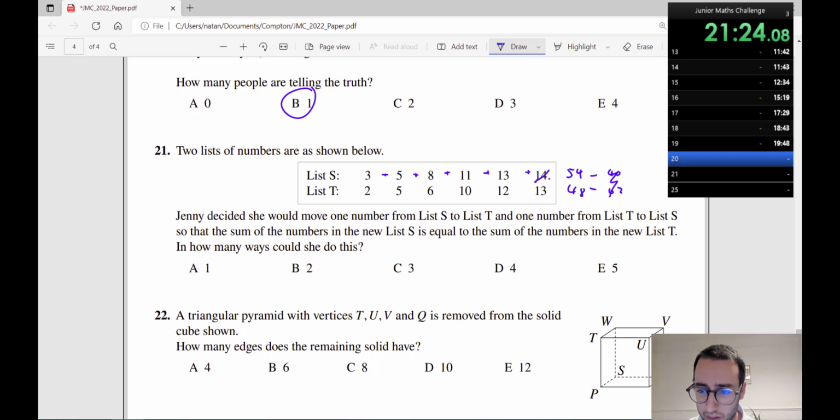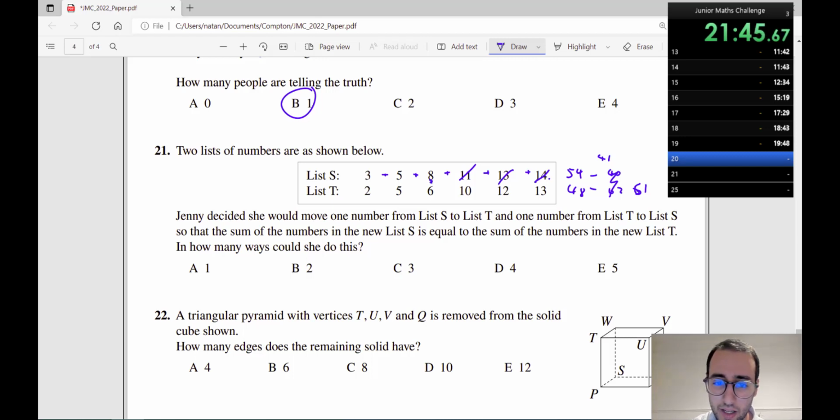Then if I got rid of 13, then I go to 41, and this one would go to 61. That also doesn't work. I think these big numbers from list S don't work at all because it's bigger. So I feel like 11's definitely not going to work. It feels like none of these are going to work, but I'm sure one will.